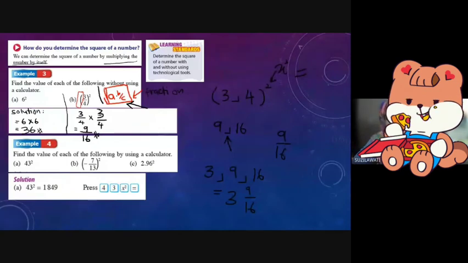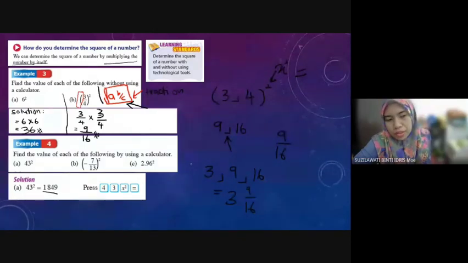Press 3, x squared, press equal. You will get the answer. Directly you terus dapat jawapan dalam calculator. Ni dalam screen calculator tu terus akan keluar yang ini, jawapan ni. 1849. Okay, this is how using a calculator. Let's look at how to press a negative number in your scientific calculator.